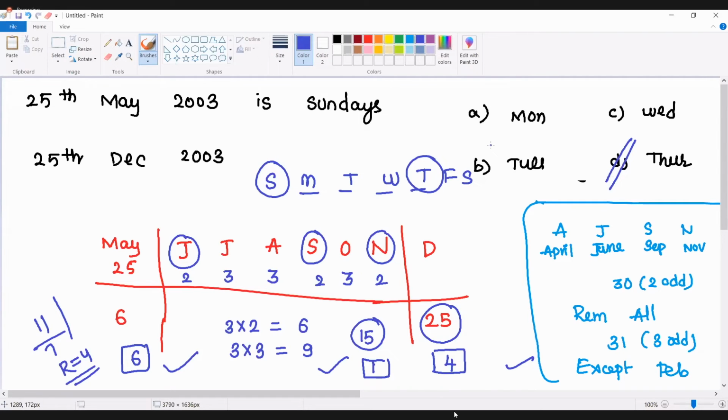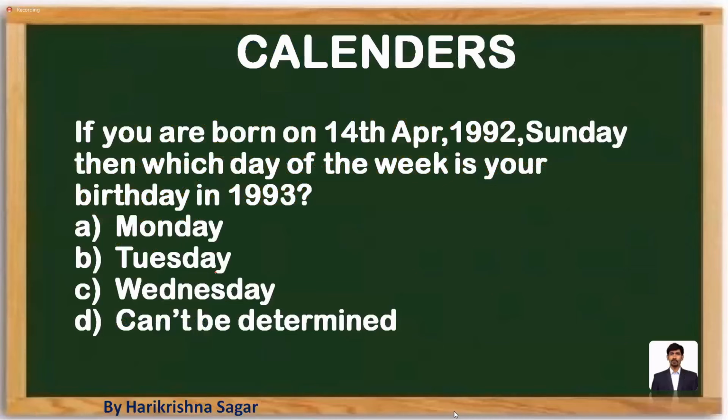This is what you are going to see in the second model of the first type. Any specific date is given, and there we have to find another date. So observe a question. Here the years are changing, so how can we proceed? 14th April 1992 is a Sunday. Then which day of the week is 14th April in 1993? In 1992, February will have one extra day. So from 14th April 1992 to 14th April 1993, a total of 365 days will be over. What is the number of odd days?